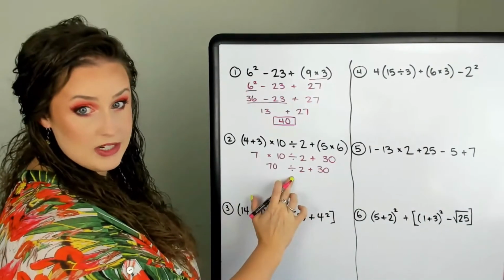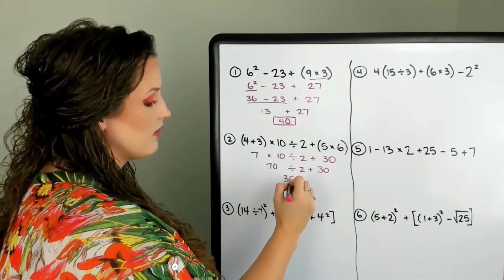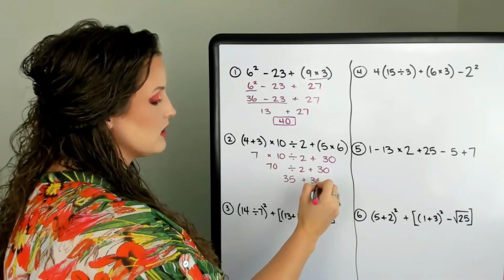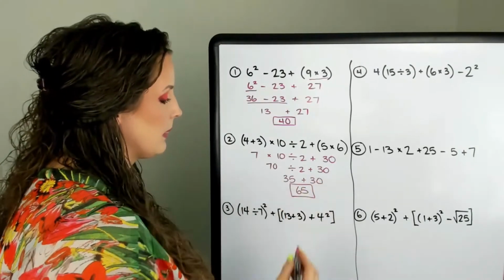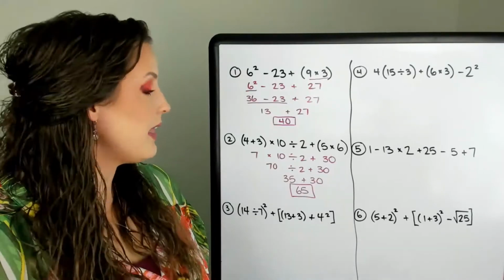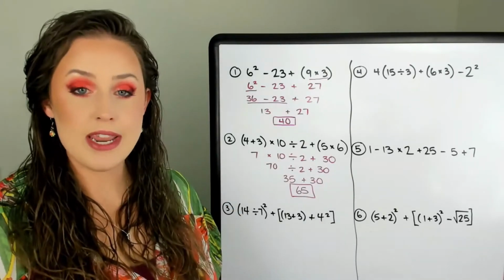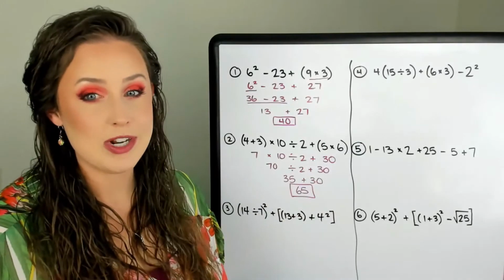Now we can do our 70 divided by 2, so that's 35. Copy our plus 30, 35 and 30 is going to give us 65. Hopefully that makes sense. Let me know on all of these if you need any clarification down below, and I'd be happy to address it.